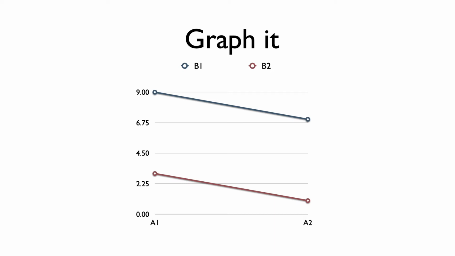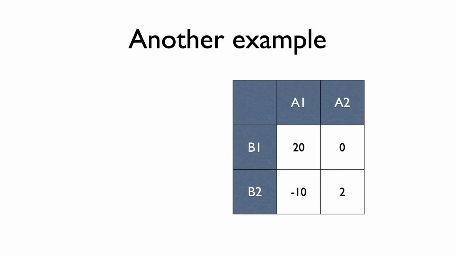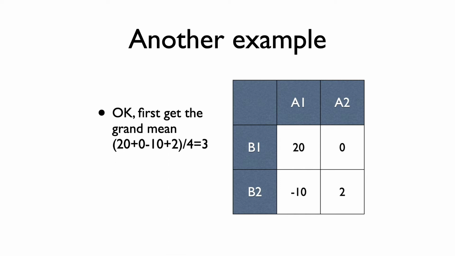Questions? Okay. Let's do another one. We'll practice. So, use this A and B because we have it written here already. And we have 20, 0, -10, and 2. Cool. We'll do the same thing.